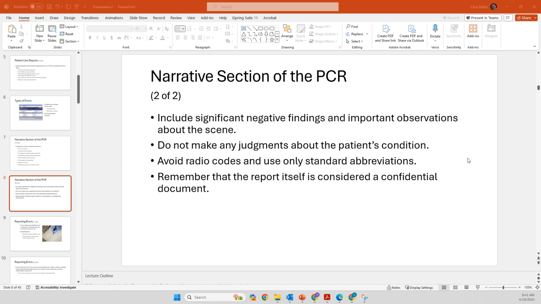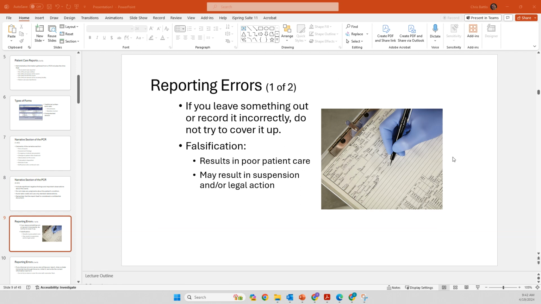Don't put radio codes and only use standard abbreviations in your charting. We're typing charts now, so abbreviations should be going away more and more all the time. Remember, these are confidential HIPAA-protected documents, and we will drill into HIPAA hard here later on. So if you make a reporting error on the chart, right here is a copy of the hot sheet that you would turn in or leave at the hospital.